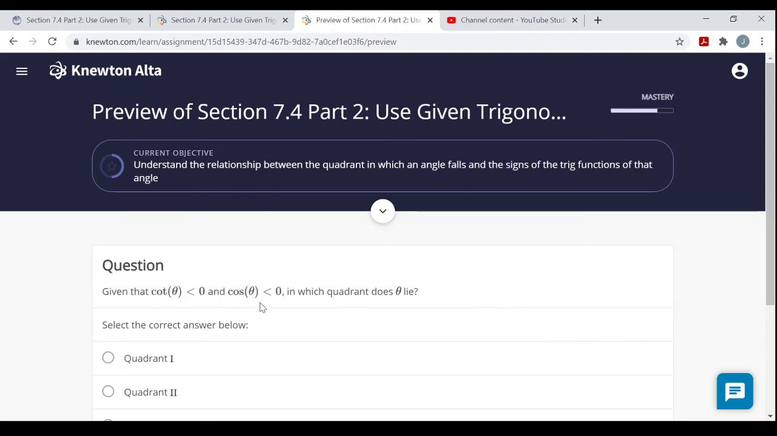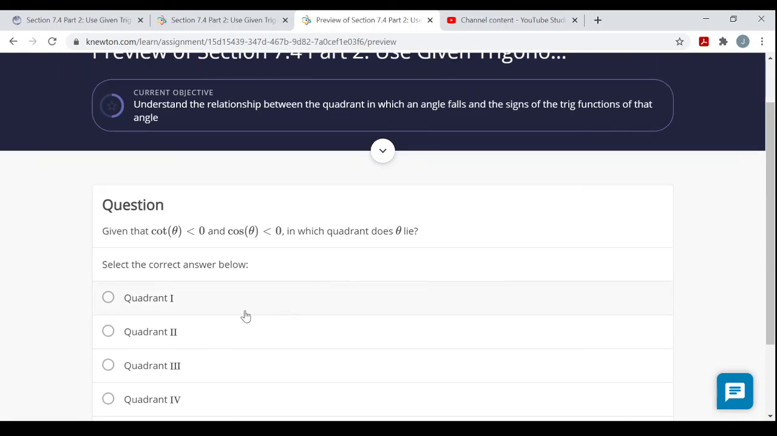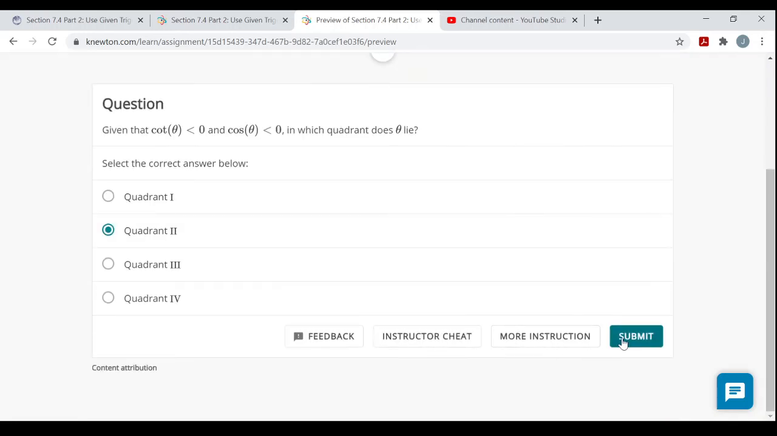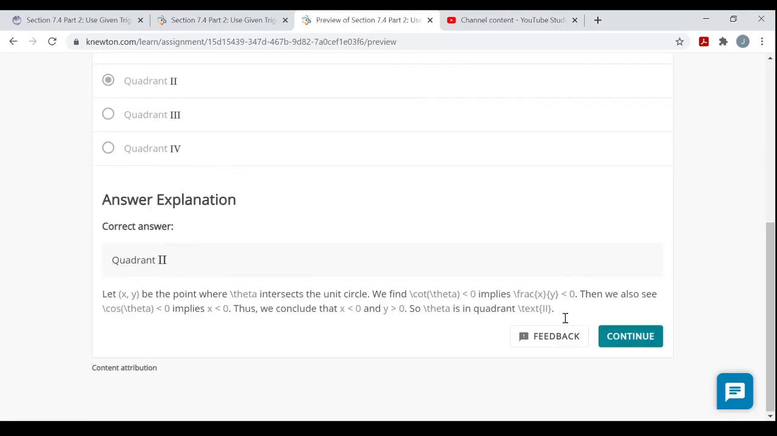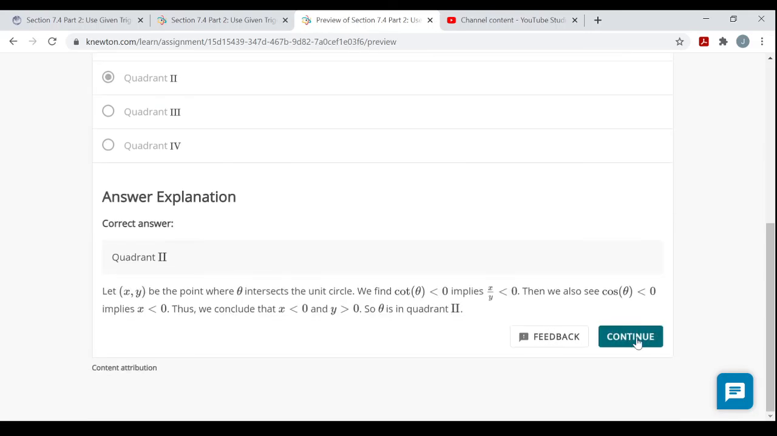Okay, this one again, remember this is just what quadrant would angle theta end in if you know the cotangent of it is negative and the cosine is negative. All right, so I can say this one real quick. If the cotangent is negative, it's in quadrant 2 or 4. And if the cosine is negative, that means x coordinates are negative, and between quadrants 2 and 4, only quadrant 2 has negative x coordinates, so this is quadrant 2. You just got to pay attention to your x coordinates and y coordinates, really.